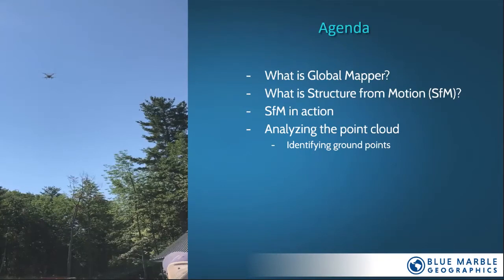The structure from motion will generate a 3D representation of everything it sees within the images, and we maybe want to remove those points that are not ground. Identification of ground points, maybe creating a DTM from that, a digital terrain model, and ultimately generating some contours. So that is my plan, again, for the 30 minutes or so that I have available today.